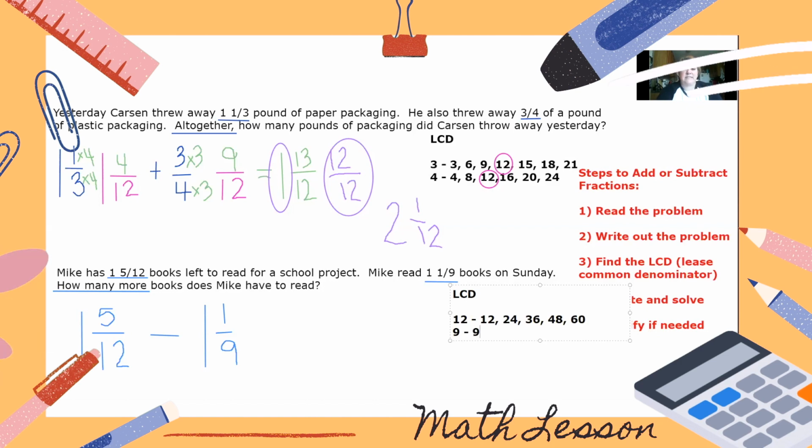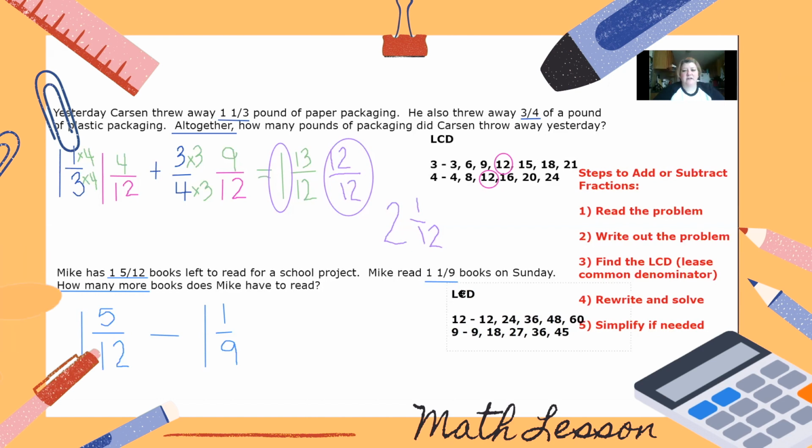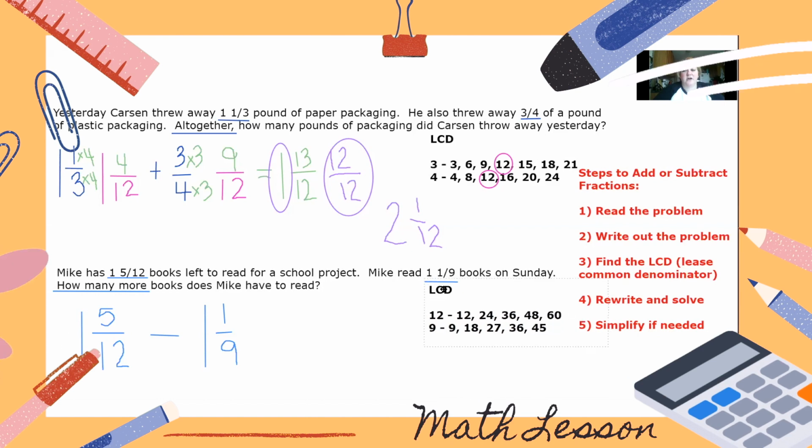9 times 1 is 9. 9 times 2 is 18. 9 times 3 is 27. 9 times 4 is 36. 9 times 5 is 45. So now we have a list of our multiples. Now we need to find which one they have in common. What is the smallest one they have in common?